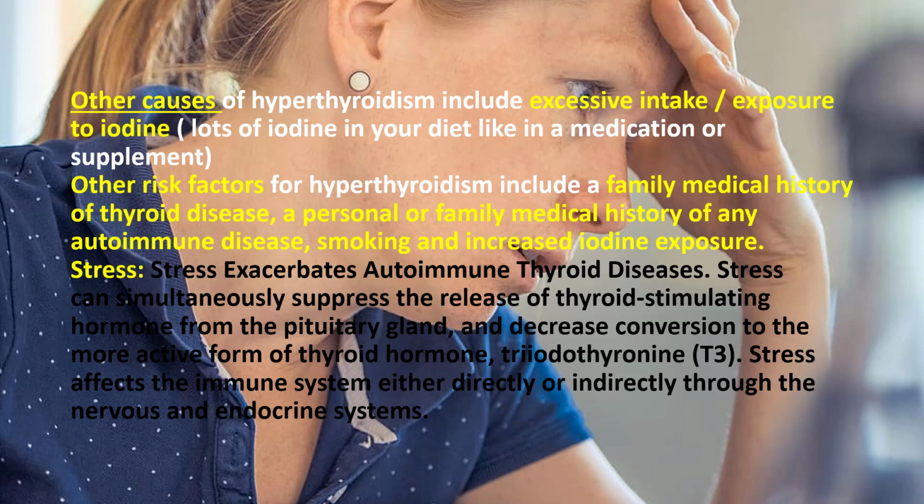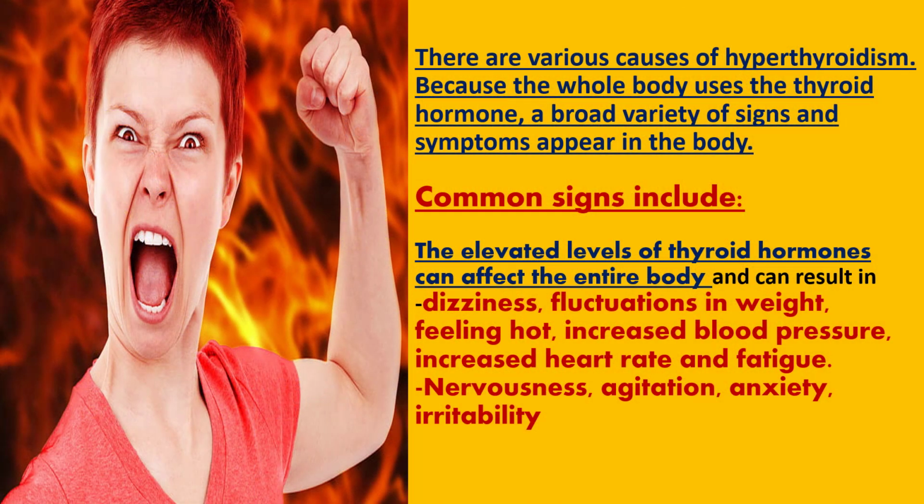Other risk factors for hyperthyroidism include a family medical history of thyroid disease, a personal or family medical history of any autoimmune disease, smoking, and increased iodine exposure. Stress: stress exacerbates autoimmune thyroid diseases. Stress can simultaneously suppress the release of thyroid stimulating hormone from the pituitary gland and decrease conversion to the more active form of thyroid hormone, triiodothyronine. Stress affects the immune system either directly or indirectly through the nervous and endocrine systems.